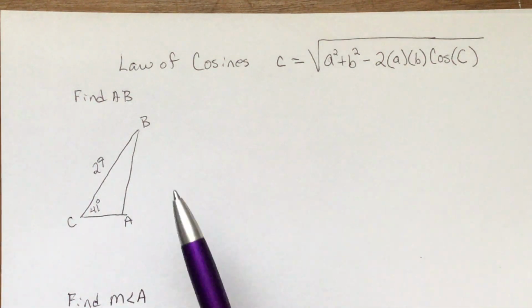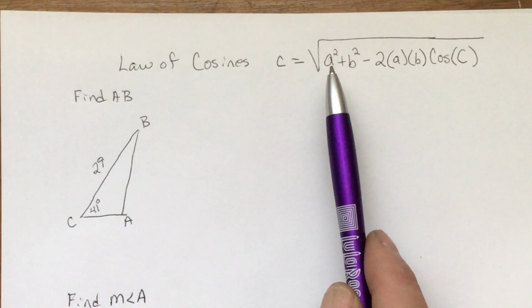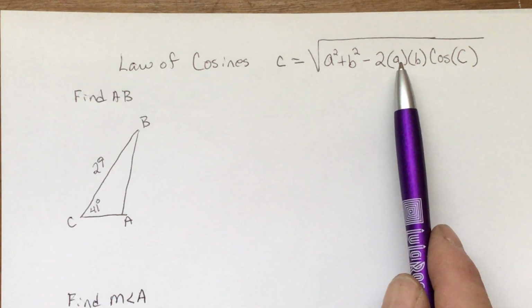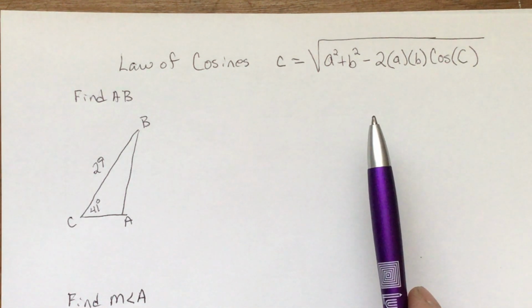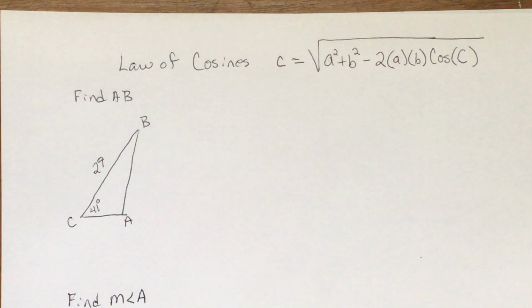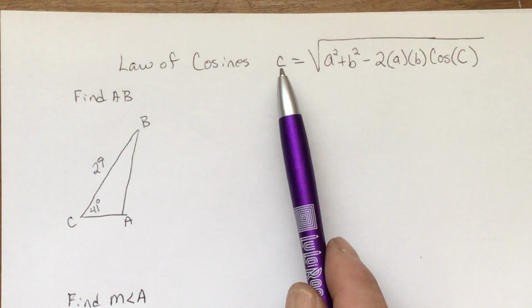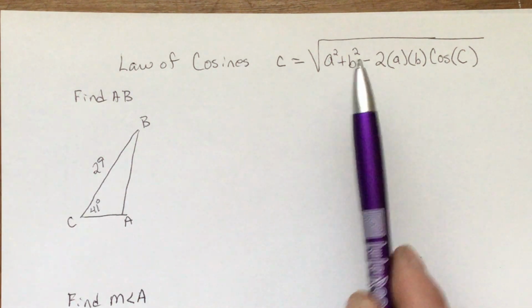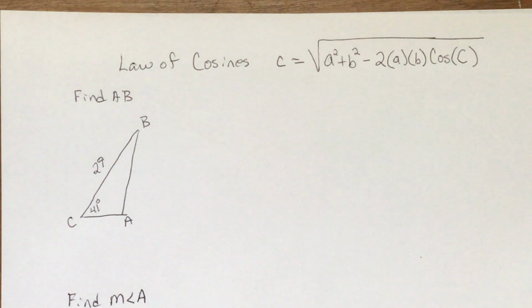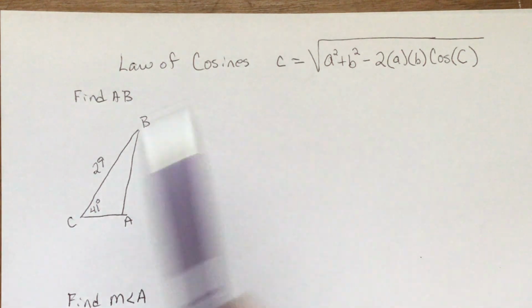This looks very intimidating, but it's not. If you get two side measures, you plug them in here, here, and then the same numbers here and here. And then one angle measure, you plug it in here, and the calculator does the rest. Okay, this is what the formula says. Here where the c goes, that's just the side that we're looking for. And a and b are the other two sides. Capital C is the angle that goes with the side that you're looking for.